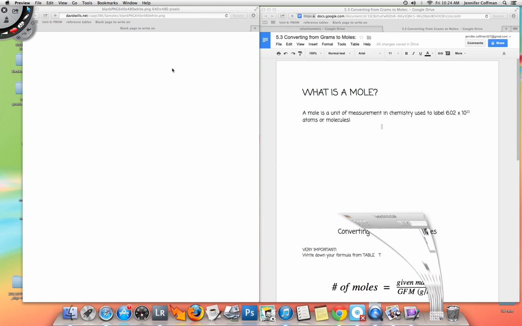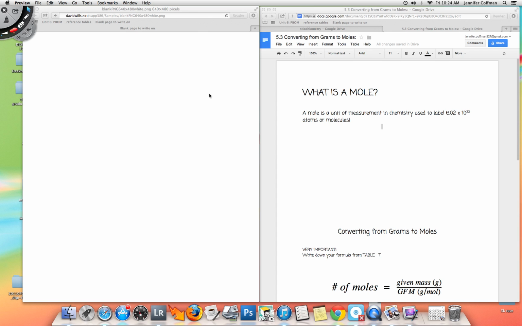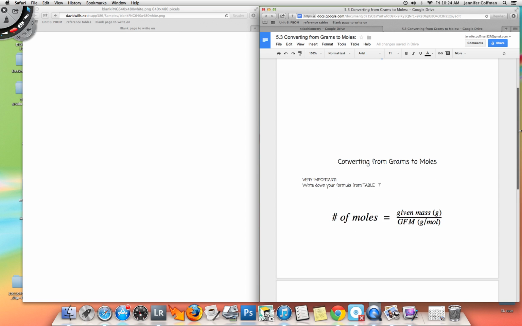Okay? So what this does is it allows a chemist to measure accurately how much of something you would be needing for an experiment. If I need 1 mole of something, then I know that I have to measure out that many grams. So we need to be able to convert moles to grams and grams to moles.